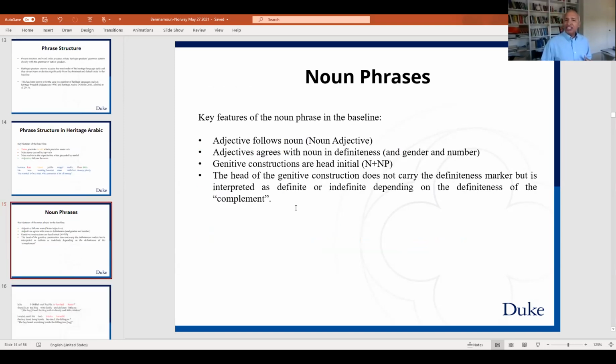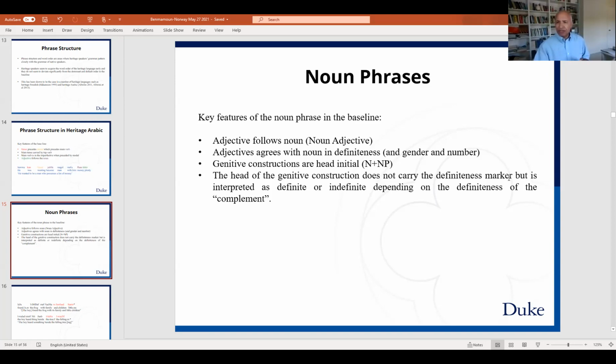When you look at the noun phrase, it's the same thing. It's the same complexity. Adjectives follow the noun in Arabic. Adjectives agree with the noun in definiteness and in gender and number. Genitive constructions in Arabic are head initial. And the head of the genitive construction does not carry the definiteness marker. This is the famous construct state that is well known in Semitic, in Arabic and Hebrew and other Semitic languages, where you get this kind of dependency that includes definiteness. So the definiteness of the construction is really the definiteness of the whole thing. So it's almost like there is some kind of propagation of features.